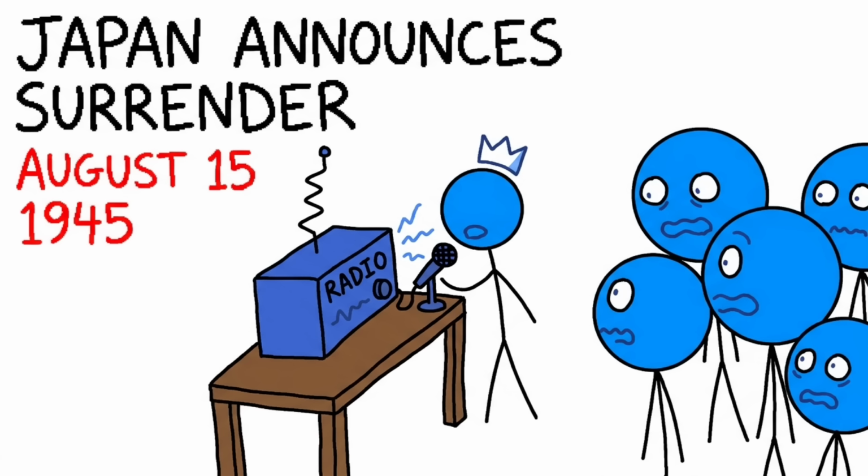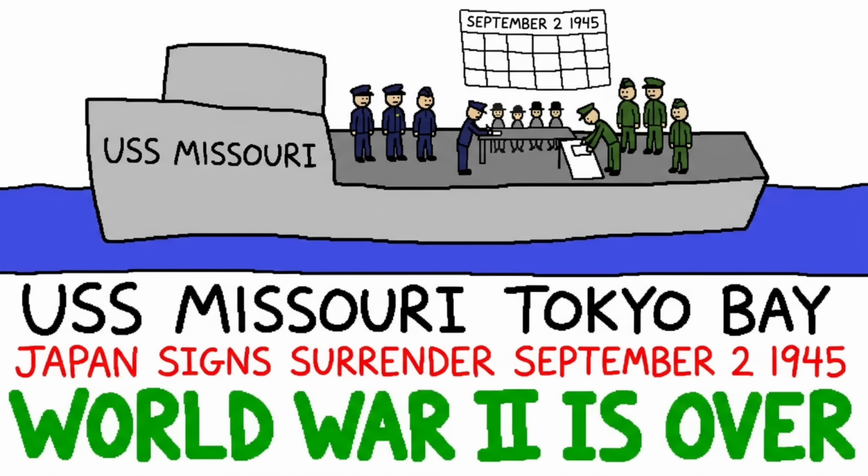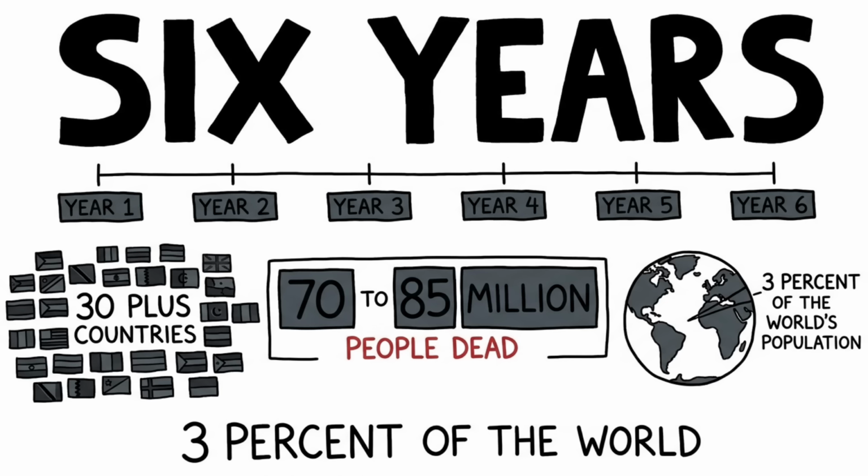On August 15, 1945, Japan announced its surrender. On September 2, 1945, Japan formally signed the surrender documents aboard the USS Missouri in Tokyo Bay. World War II was over. 6 years. Over 30 countries involved. Somewhere between 70 and 85 million people dead, roughly 3% of the entire world population at the time.